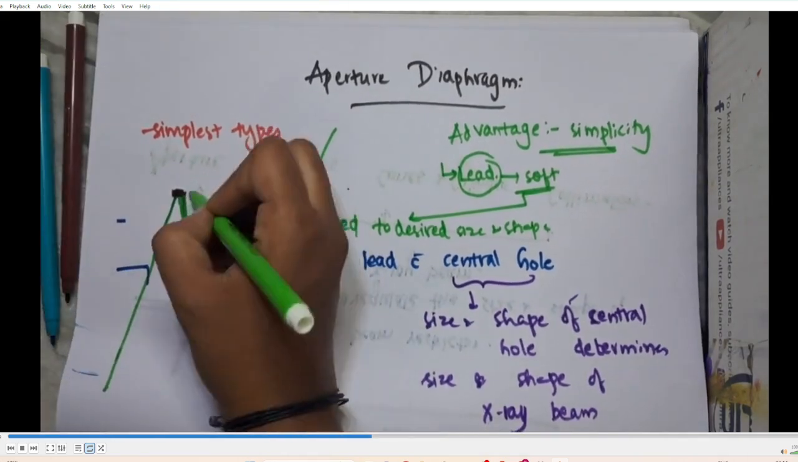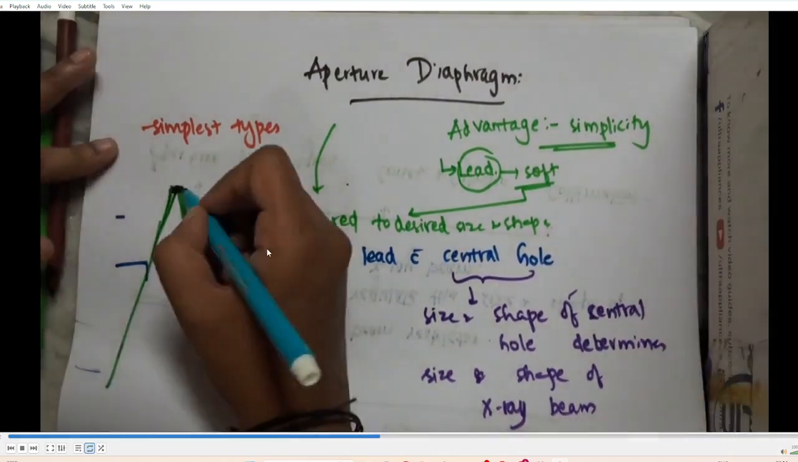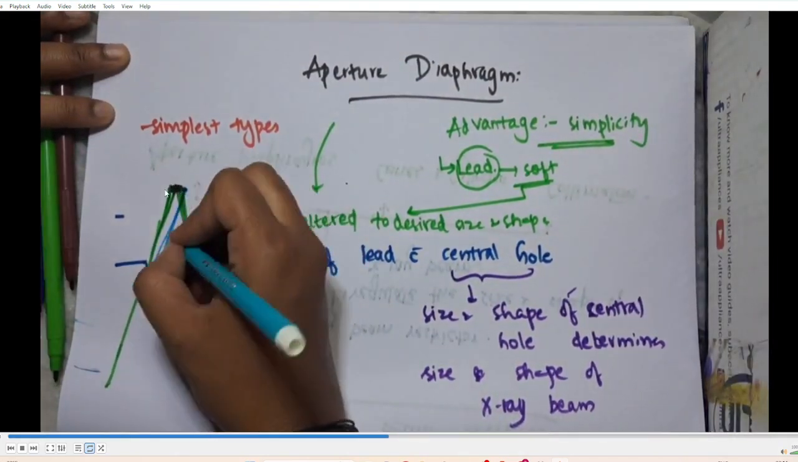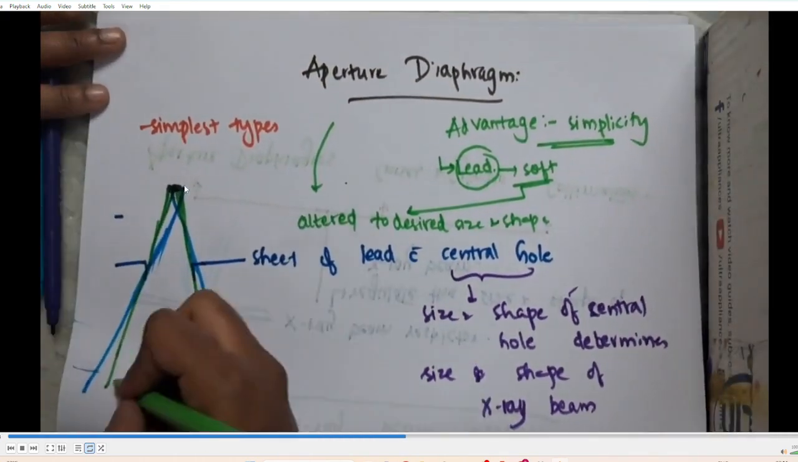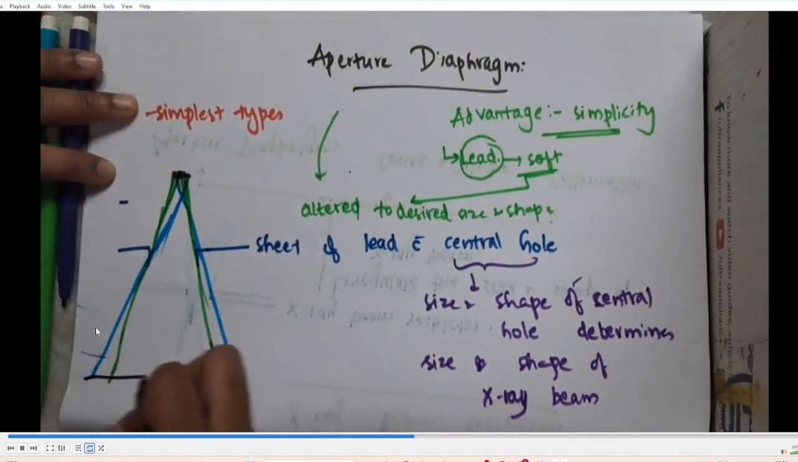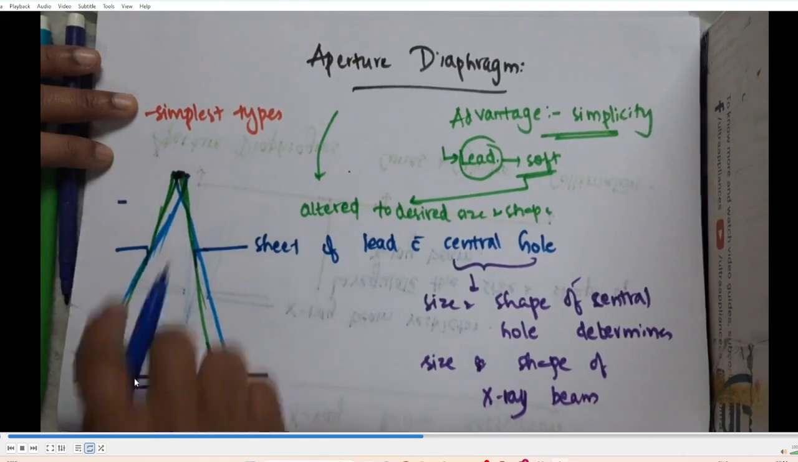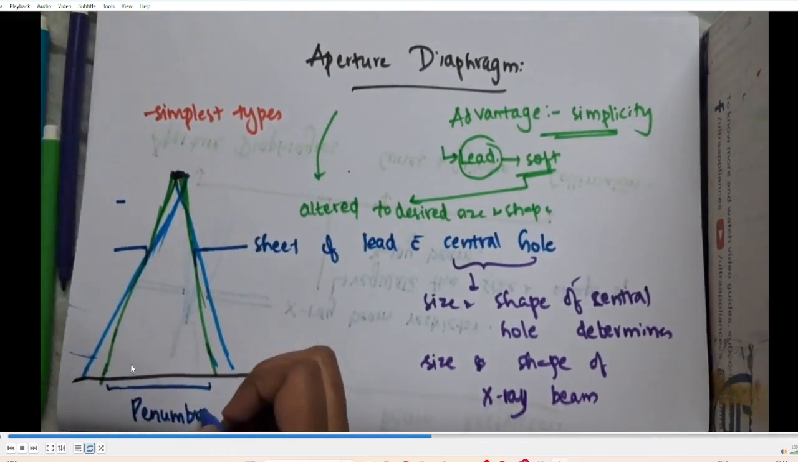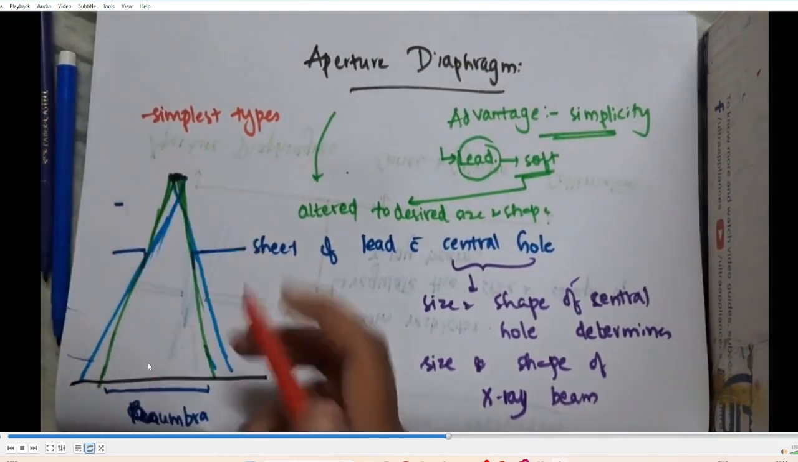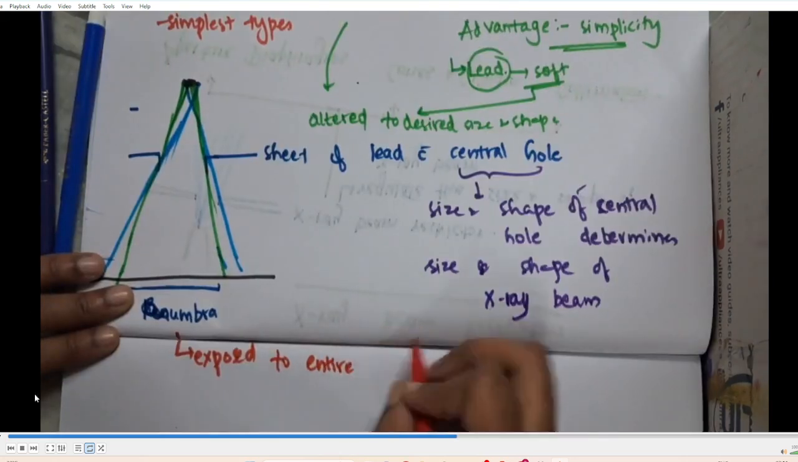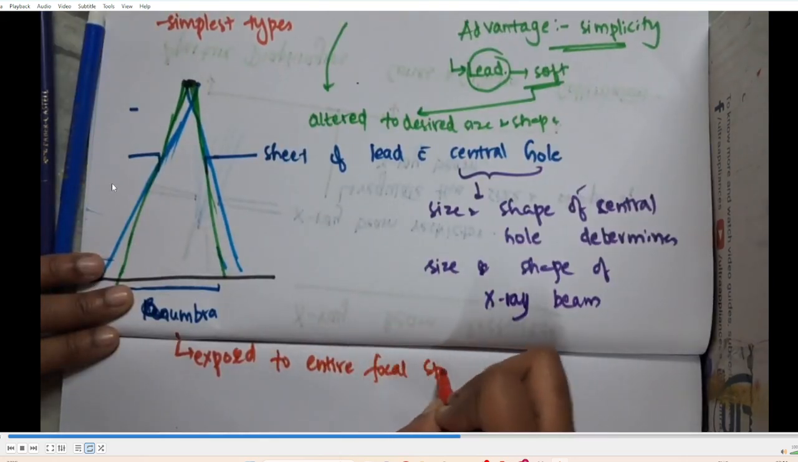One principal disadvantage is the presence of a fairly large penumbra. If there is a focal line instead of a focal spot, then on either side of the edges there is some penumbra, or blurring of the image. The central portion is called the umbra, and on either side we have the penumbra. The principal disadvantage of an aperture diaphragm is that it produces a fairly large penumbra at the periphery of the X-ray beam.